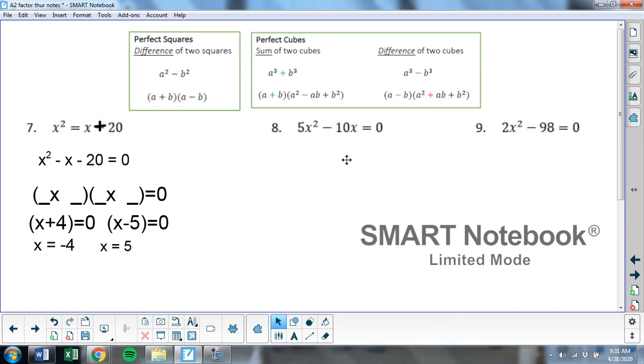Number 8. I have 0 on one side, which is what I want. So I need to factor the left side. There are two terms. Is it a perfect square, perfect cube? No, 5 is not a perfect square. So it won't follow this pattern. It's not a perfect cube. It won't follow this pattern. Is there a GCF? Yeah, they both have a 5 in common. They both have an x. So let's divide by or factor out 5x.